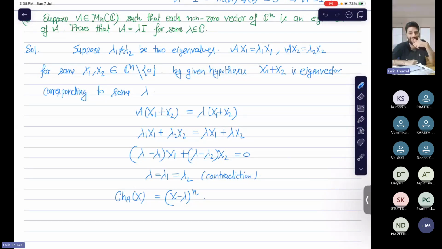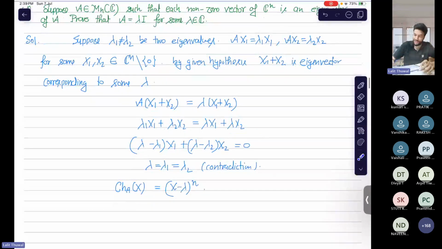Sir, just I'm giving a rough idea only. Actually, lambda 1 and lambda 2, these are two eigenvalues, and x1 plus, no, x2. You don't have to go there. You just have this (x minus lambda) to the power n. You have to prove that A equals lambda I using this. No, I was speaking about the other method. Okay, so we can talk about that later. Okay, sir.